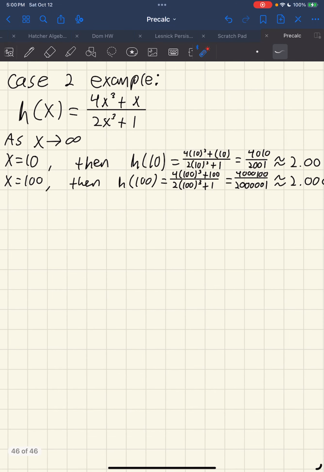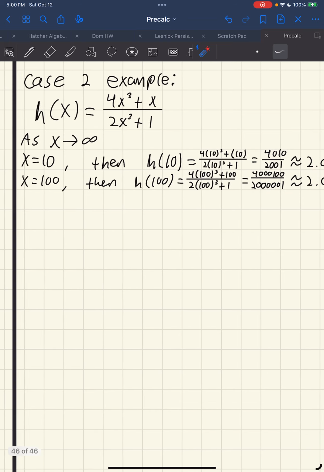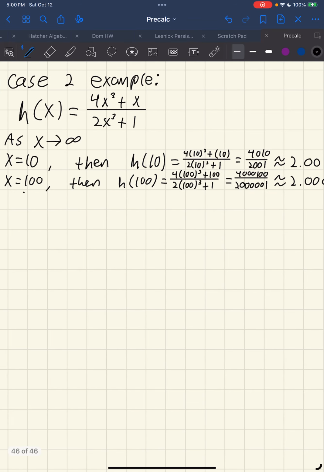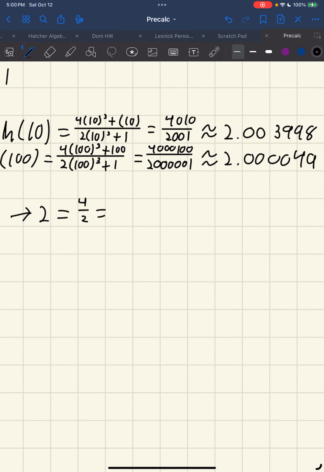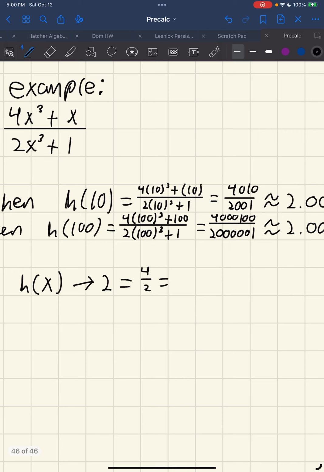It gets closer and closer to 2. It's dropping and getting closer and closer. This process will continue, I guarantee it. What will happen is, as x goes to infinity, h of x is going to 2. But what is 2 in this case, really? 2 is equal to 4 over 2, which is absolutely our coefficients in front of the degrees, which is our a sub n over b sub n.